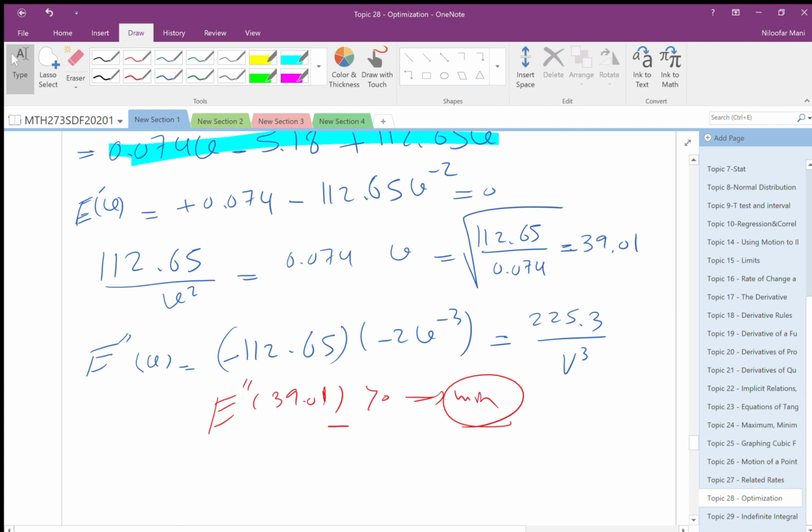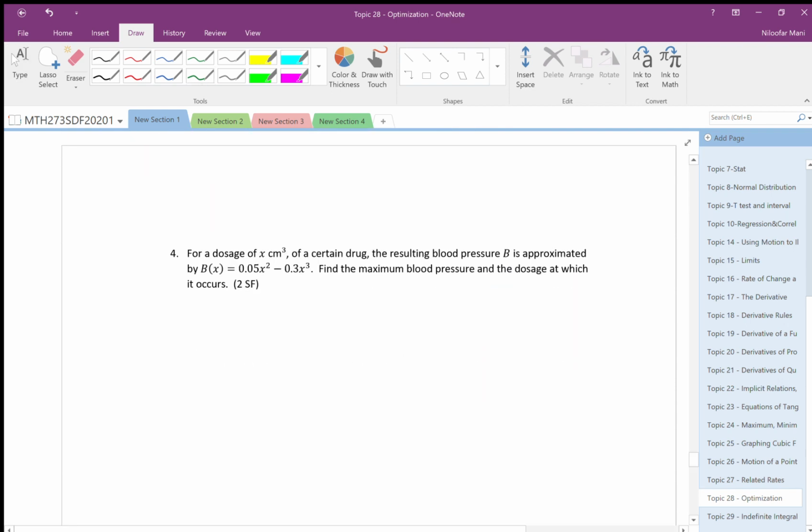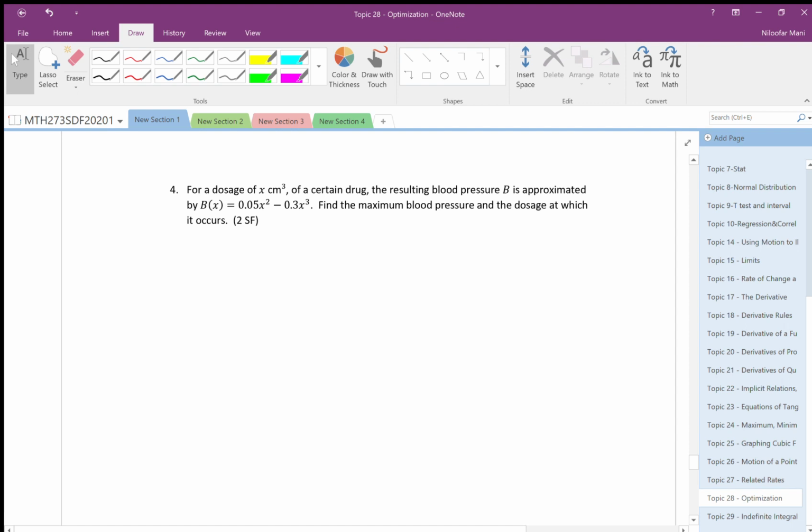Okay, look at that. If I put plus minus for the speed, then when I substitute negative here, for example, I don't have positive second derivative, and I don't have minimum. Okay, that's why I just include positive one. Okay, so 39.01. And I see at this speed the energy is minimum, so I have to explain at this speed the energy is minimum.